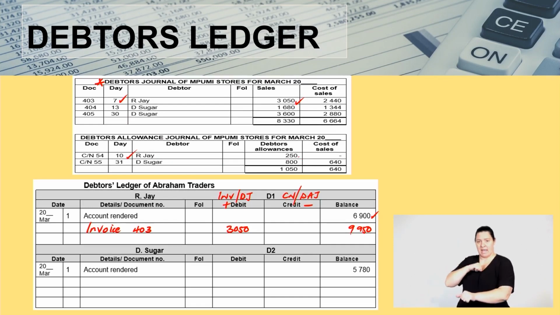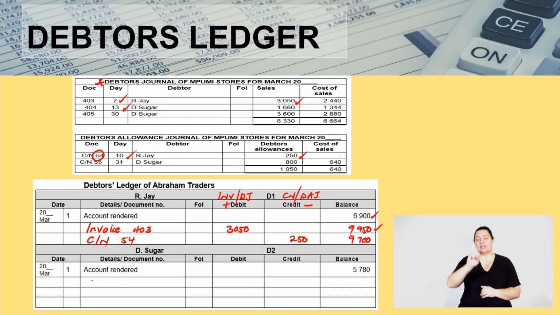The next transaction is on the 10th, as you can see here. RJ has returned goods. No, we allowed him an allowance. Remember, we gave him an allowance of 250. No goods were returned. It was an allowance of 250. So I'm coming now to RJ, and then what is my source document? Remember, it is my credit note. Credit note number 54. Okay, there it is. And then I'm bringing it now to the credit side. How much is my credit note? 250. That means I'm going to say 9,950 minus 250, which gives me 9,700.